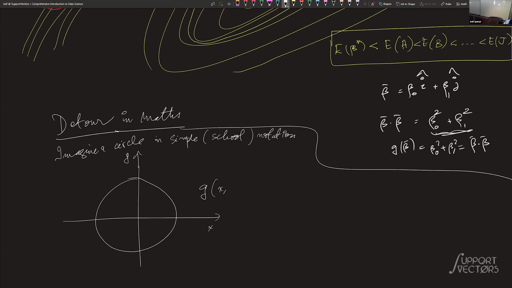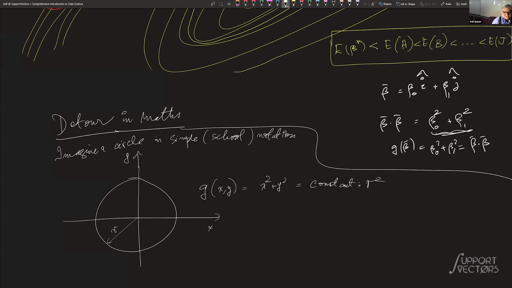The equation of the circle is x square plus y square is equal to some constant. Let me call this constant r squared, which is basically the radius of the circle. Different circles will have different radius. All you're saying is all points which are at the same distance from the center define a circle.